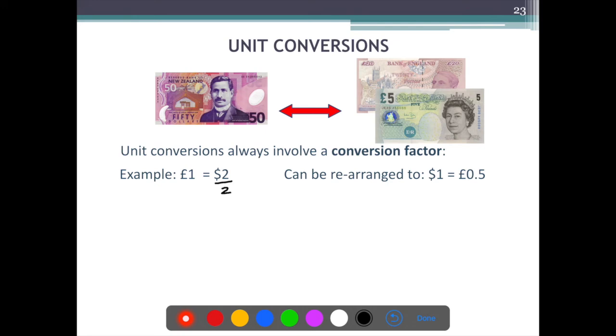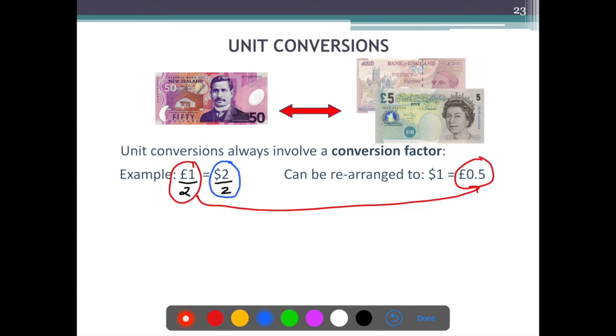But whatever you do on one side of the equal sign, you have to do on the other side as well. So 1 pound divided by 2, okay, 1 pound divided by 2 will give you 0.5 pounds. And $2 divided by 2 will give you $1, because any number divided by itself is equal to 1. So you have these two forms of the conversion factor: 1 pound equals $2, or $1 is equal to 0.5 pounds.